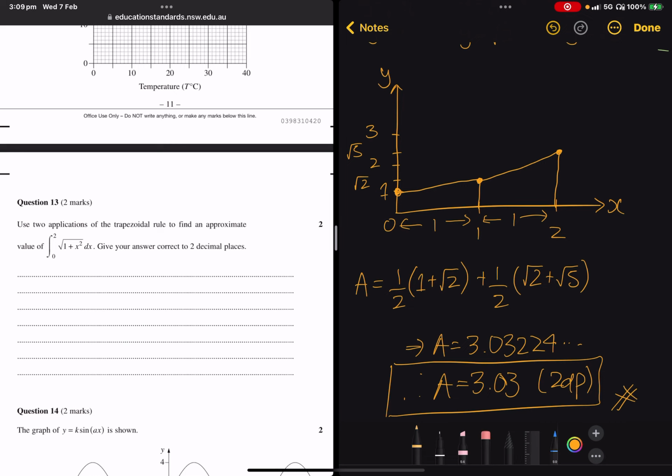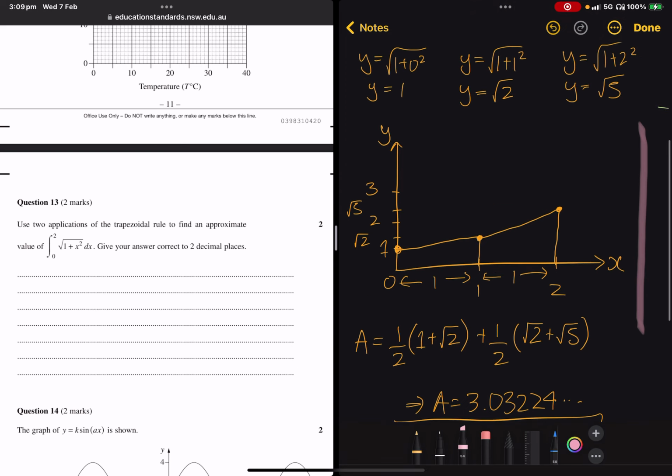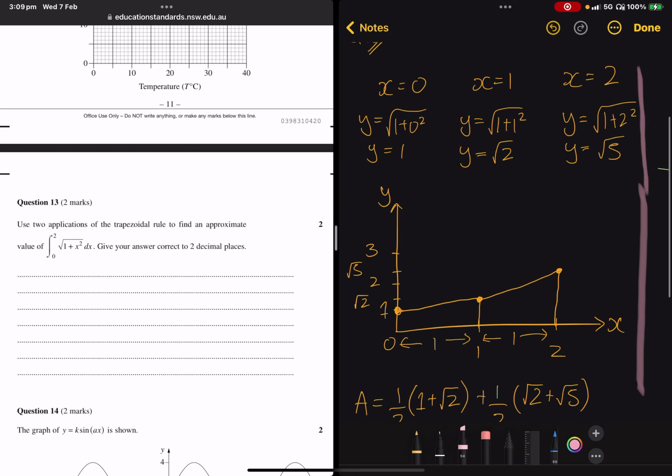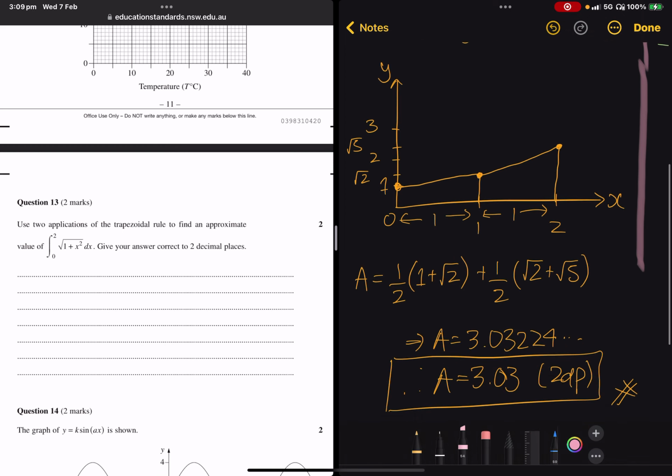In terms of the marking, you will get a mark for evaluating the function at some of the points. So at 0, 1, 2, some combination of those, this is likely to get you the first mark. So finding these values, the values we found up here. For the second mark, you're going to need to get the correct solution. So once you've evaluated the points initially, then you have to use them to turn these into trapeziums, evaluate their areas, and get 3.03.